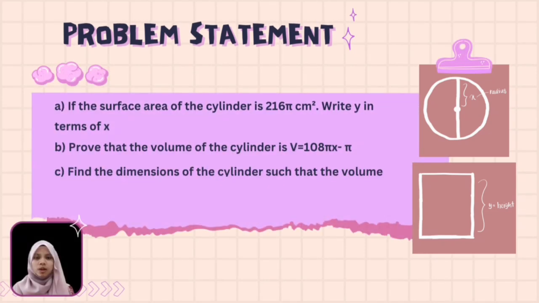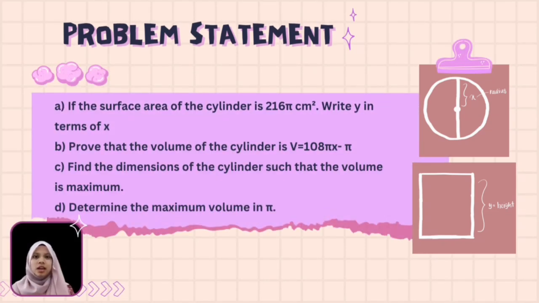We move to the problem statement. As you can see, the diagram that I draw is a circle and a rectangle. From the circle, we need to find the radius, which is x, and from the rectangle, we need to find the height, which is y. So problem statement number 1 is: if the surface area of the cylinder is 216 pi, write y in terms of x.